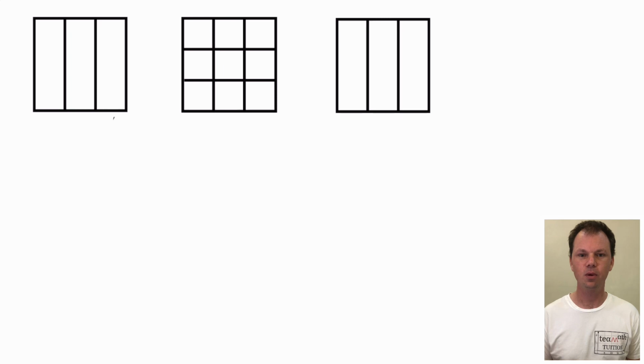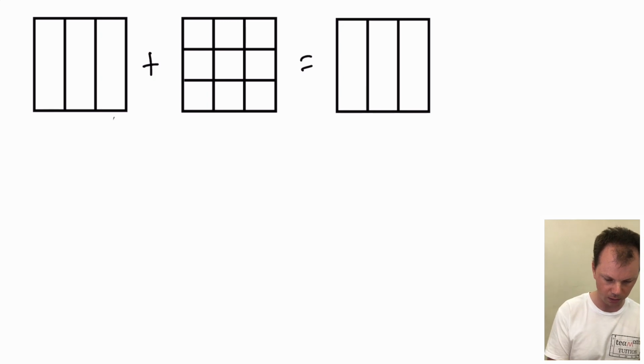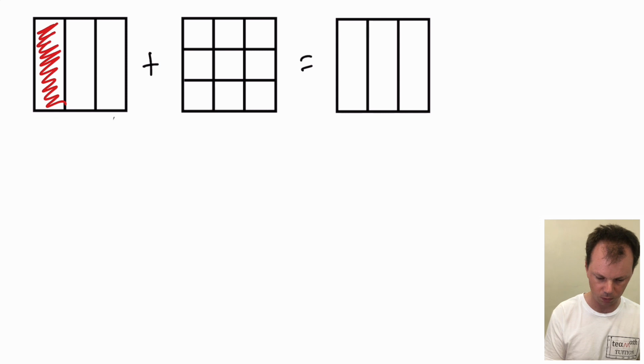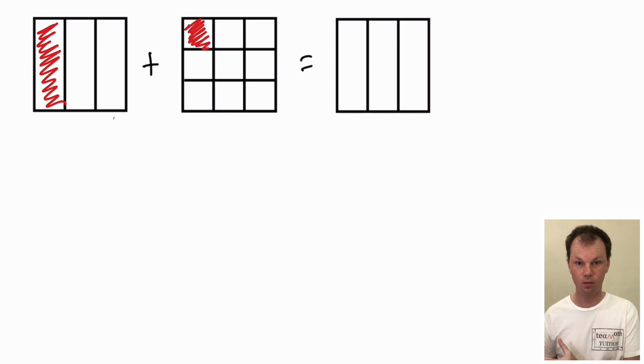Hi, today we're going to look at adding and subtracting fractions where the denominators of the fractions are different. So on the whiteboard we've got a bunch of different diagrams. This is going to be an addition problem. Okay, so let's highlight in the first one we're going to have a third. In the second one we're going to have a ninth, and we want to see what that equals.